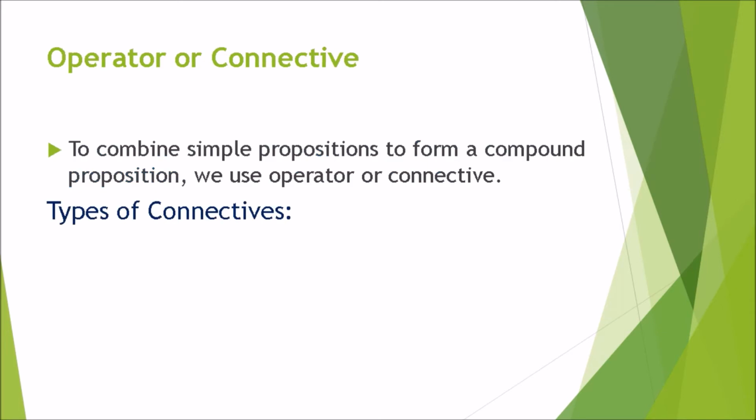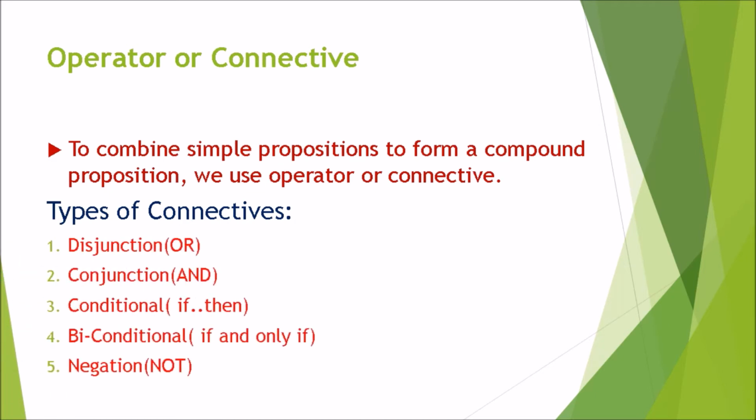Now about operators or connectives. To combine simple propositions to form a compound proposition, we use an operator or connective. We had already seen in previous examples and, or, if-then. These are the connectives. Now we'll see the different types of connectives available in Boolean algebra. These are disjunction, conjunction, conditional, biconditional and negation. Now we'll discuss them one by one.